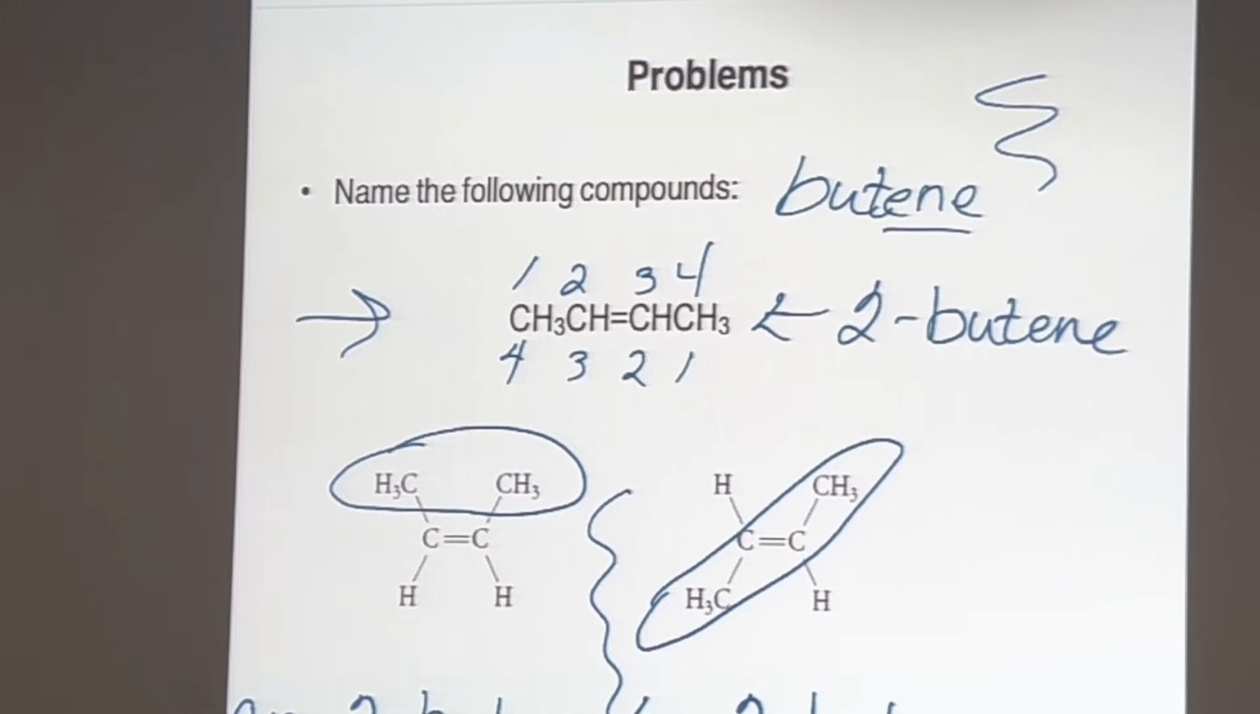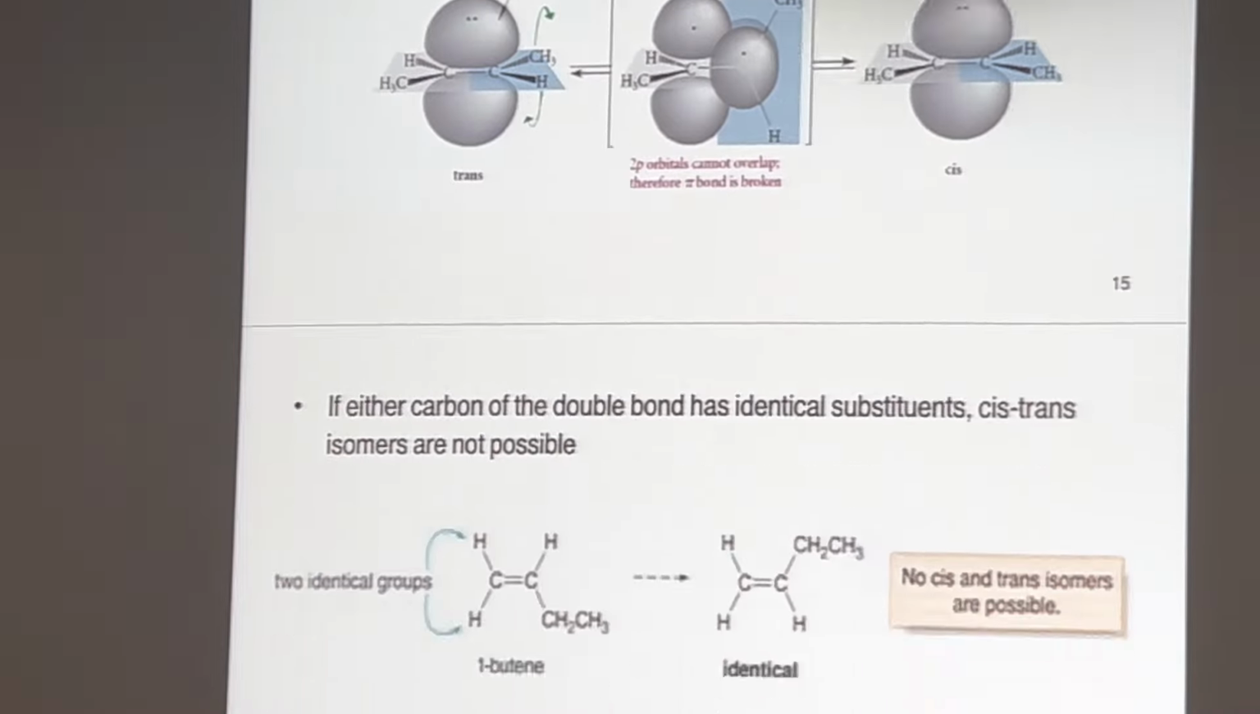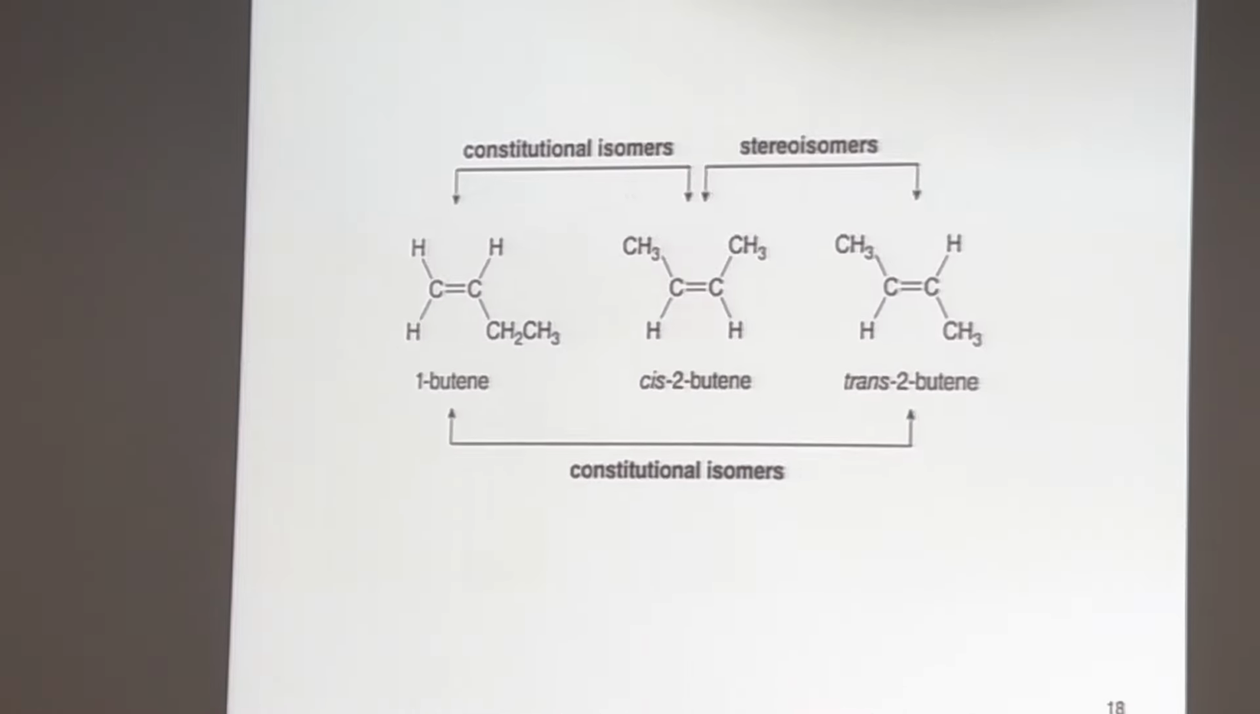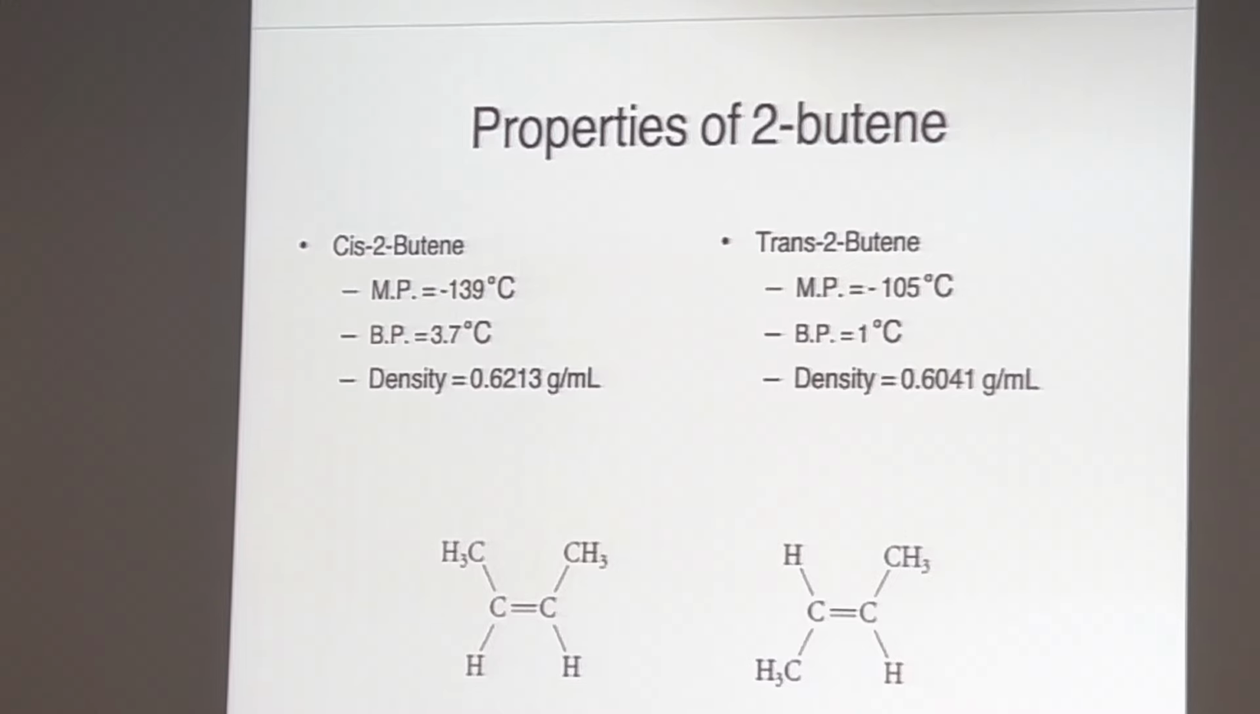Now, why this difference? Well, they are in fact different molecules, and they do in fact have different characteristics. So if I slide down to this slide right here, number 19, that says properties of 2-butene, you can see that they in fact have different melting points, different boiling points, and different densities. So if you're doing some kind of reaction, and you need one of them, you definitely don't want to grab the bottle of the other one. And so we need to make a distinction there.